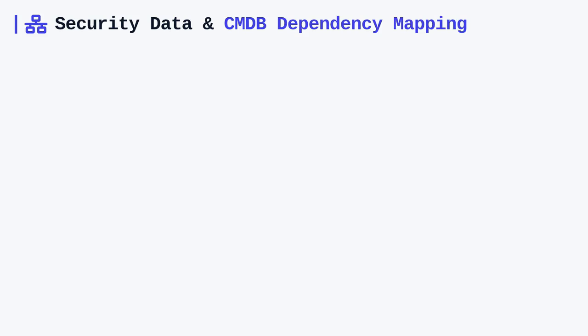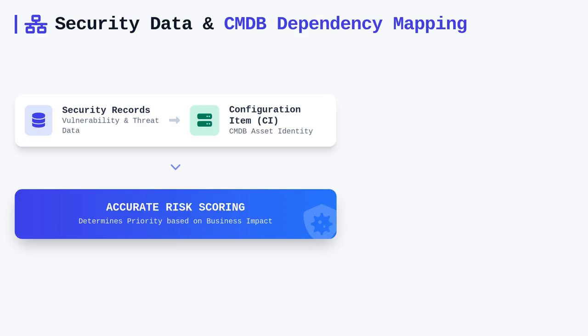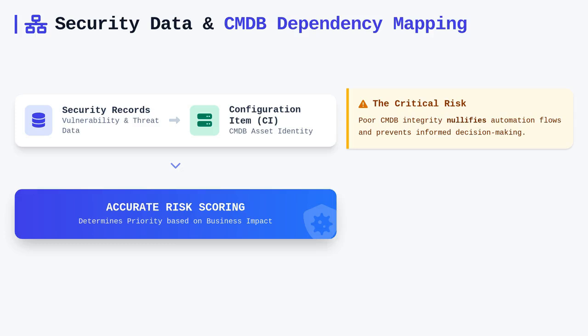Dependency mapping between security data and the CMDB is perhaps the most complex area of the architecture, as it dictates how we prioritize vulnerabilities based on business impact. Every record in the system ultimately maps to a configuration item, and the integrity of this link determines the accuracy of our risk scoring engines. If your CMDB is lacking, the vulnerability response model will struggle to provide the context necessary for informed decision-making, regardless of how well-tuned your automation flows are.